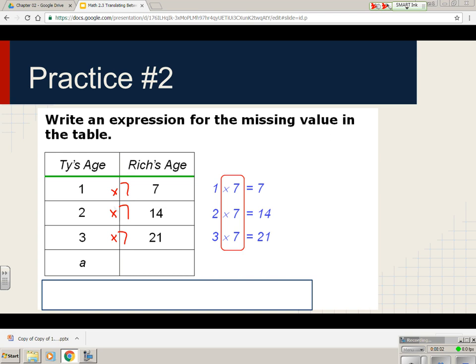So really what we have to do to figure out Rich's age is it's always going to be A for Ty, and you multiply it by 7. So 7A, or 7 times A, is always going to give you Rich's age. So at any time we can place a number in for this variable A, and we can find out how old Rich is.